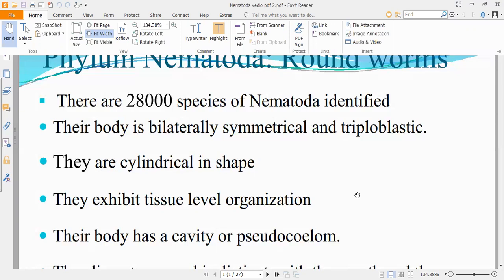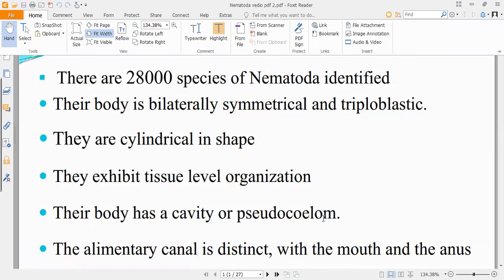They exhibit tissue level of organization. Their body has a cavity, a pseudocoel or pseudocoelom. And the other thing, the nematoda or the roundworms have an alimentary canal system. They have the mouth and the anus. They have two openings. Unlike the flatworms, these are very advanced. In terms of advancement, the alimentary canal is more advanced in the nematodes or the roundworms because they have separate mouth and anus.